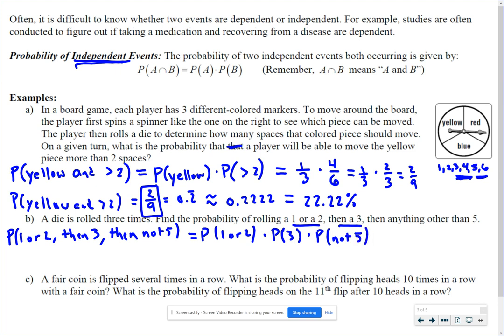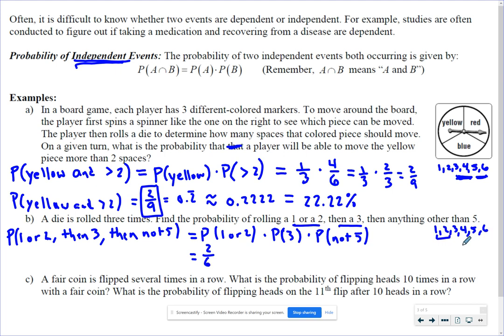Okay, the probability of a 1 or 2. Think about that die again. That little die has 6 possible outcomes. We're going to keep coming back to this: probability of an event is the number of favorable outcomes divided by the total number of outcomes. A 1 or a 2 is 2/6.